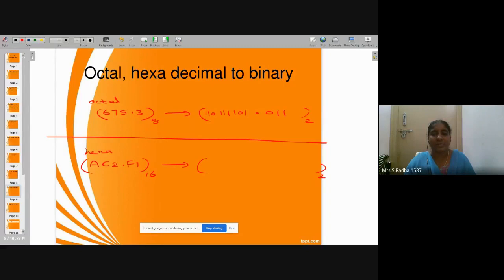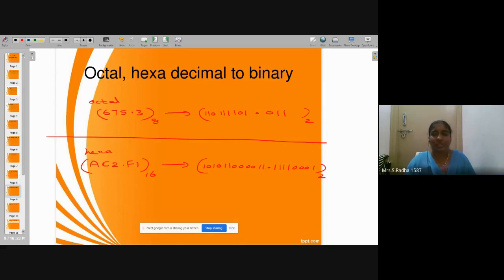Every digit should be represented with 4 bits. A means 1010, C means 1100, and then 2 means 0011, integer part completed. Fractional part, F means 4 ones, 1111. Okay, so this is how you have to do.